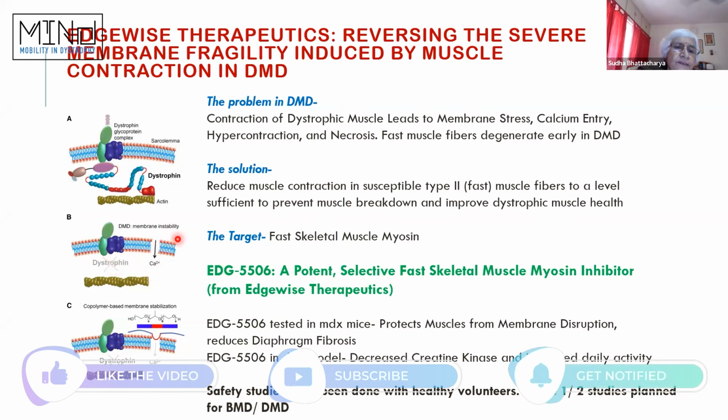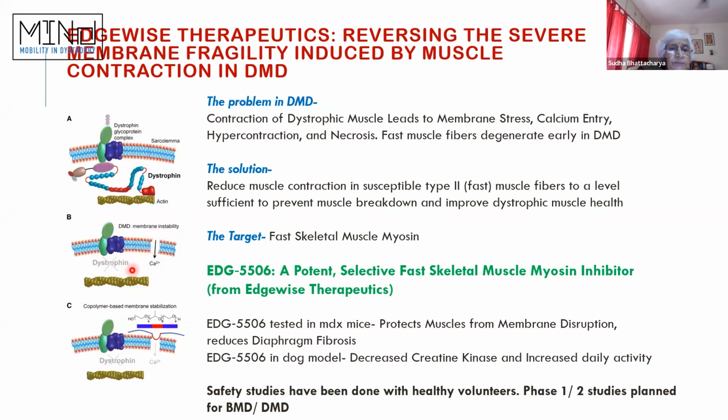So their logic is that suppose we can reduce the contraction. So this damage is happening because of contraction. But contraction is needed for muscle to function. So if you reduce contraction, how will the muscle function? So what they're saying is that let us have a contraction just enough for muscle function, not extra. So reduce it to the point where muscle can function, but this damage does not happen. So they have come up with an inhibitor of contraction, and they are trying this inhibitor, this molecule ETG5506.